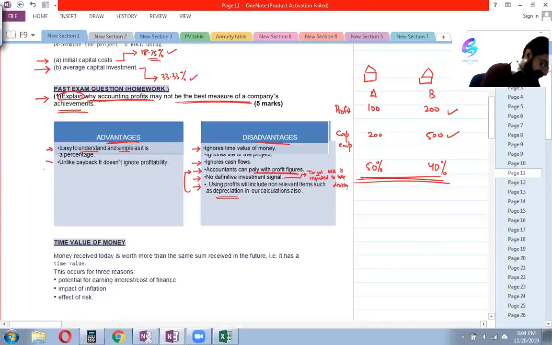The next one is, unlike payback period, it does not ignore profitability. Well, that's an advantage, that it is considering profit, and the disadvantage is that it's not considering cash flow. Of course, you cannot have both of them, but profitability is also an important measure. And in accounting rate of return, we are considering profitability, right?